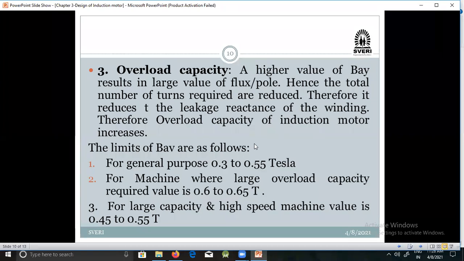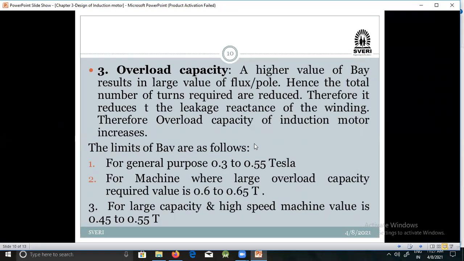Okay, so as far as the overload capacity is concerned, whenever I choose the high value of flux density, the value of the flux per pole is going to be increased, which will result in a decrease of the leakage reactance, and due to that the overload capacity of the induction motor is going to be increased. So if I have to decrease the overload capacity, I have to select the small value of the BAV, that is nothing but the flux density.